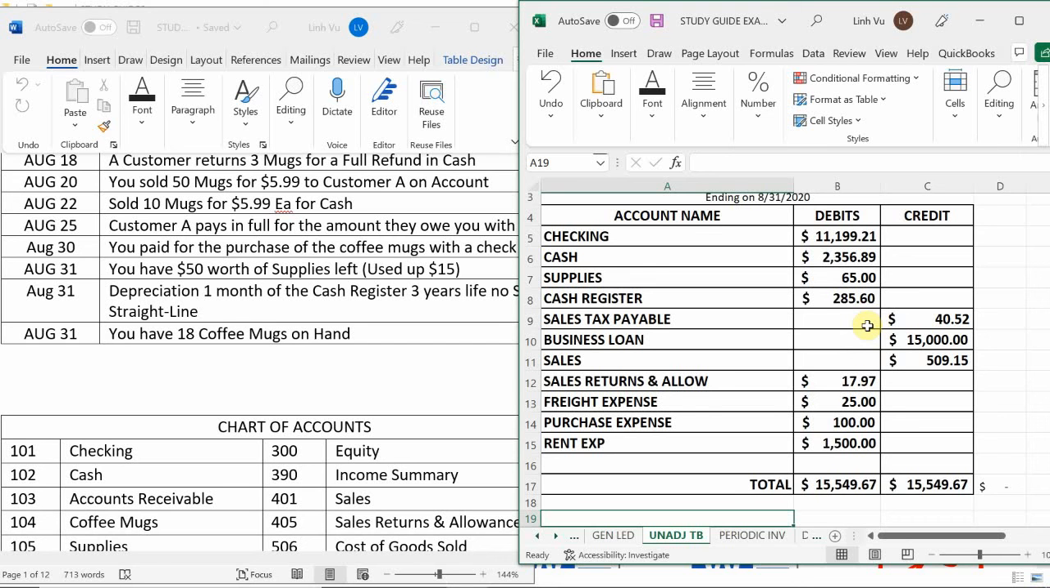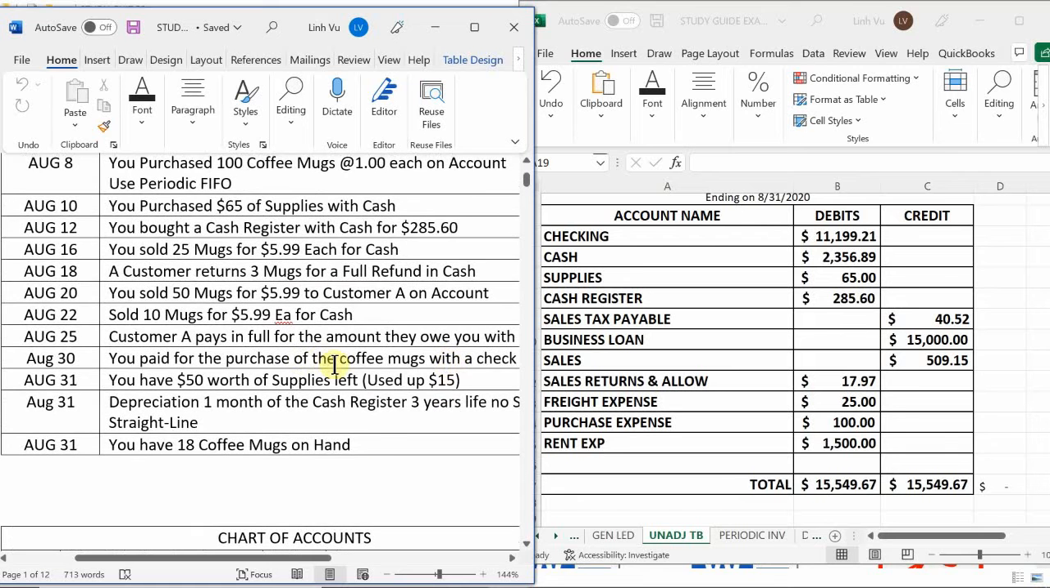All right, so this is where we last left off. We did step 5, which is doing the unadjusted trial balance. We were successful at $15,549.67 on both debit and credit side. Now the next step is number 6, which is to do your adjustment entries.